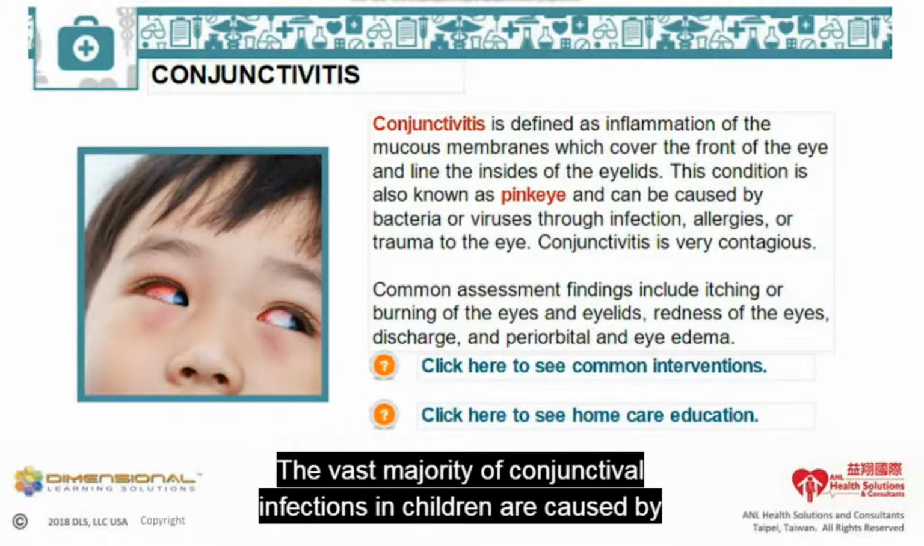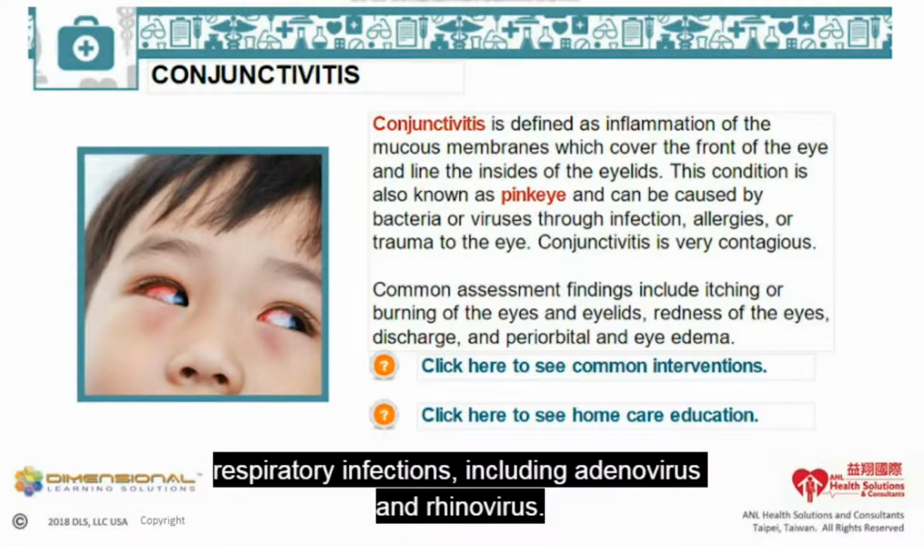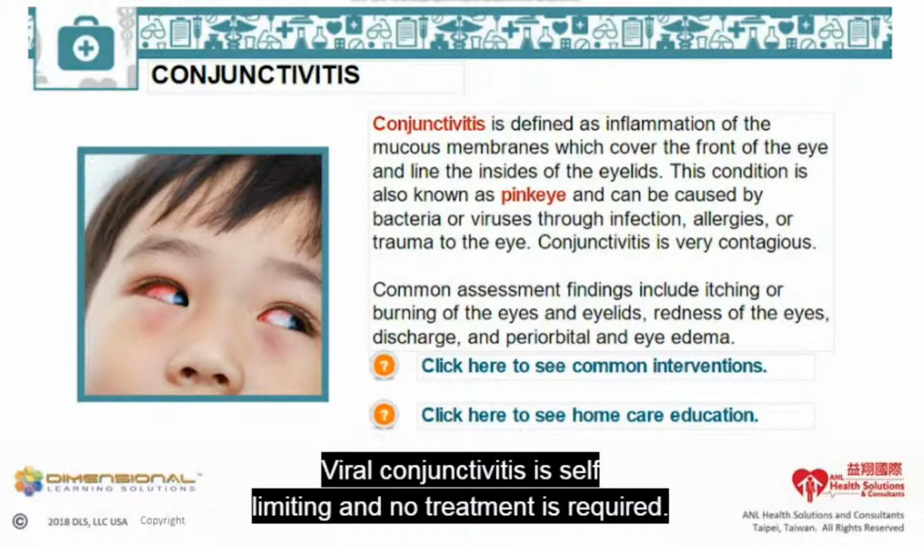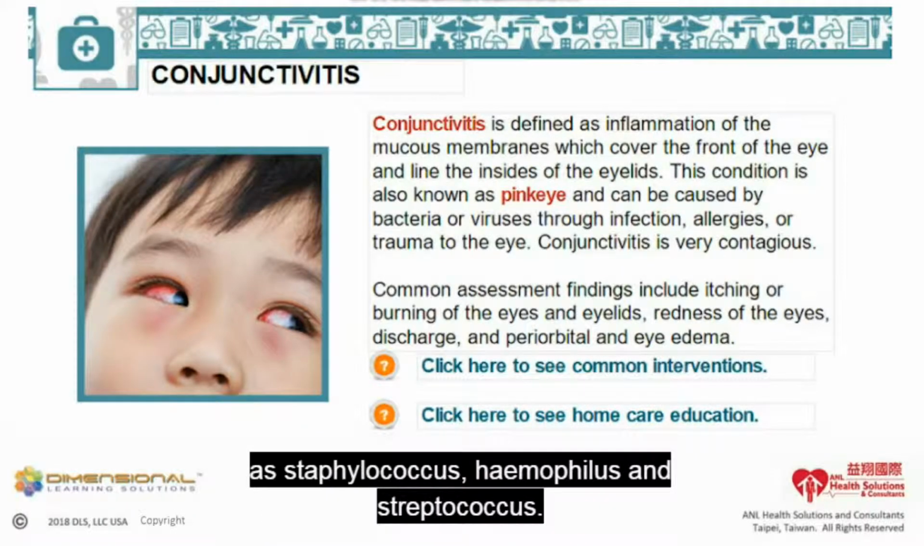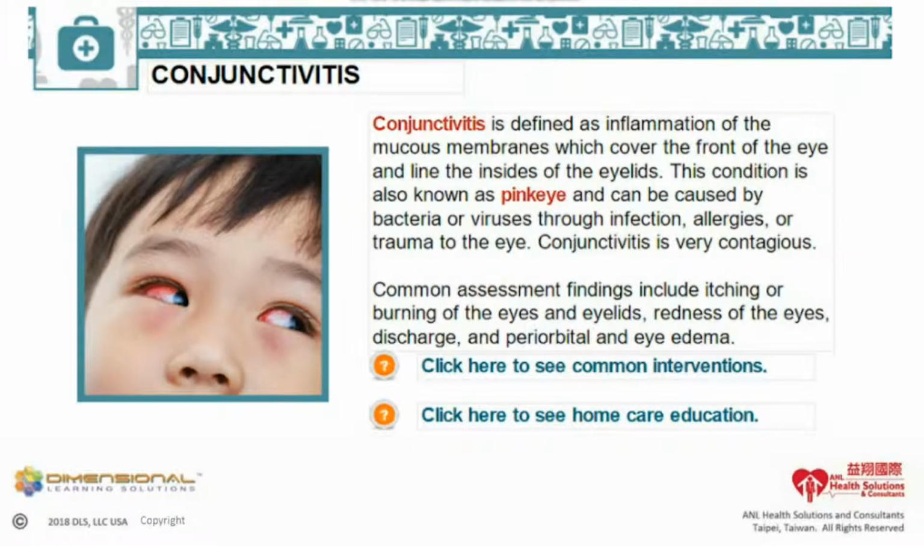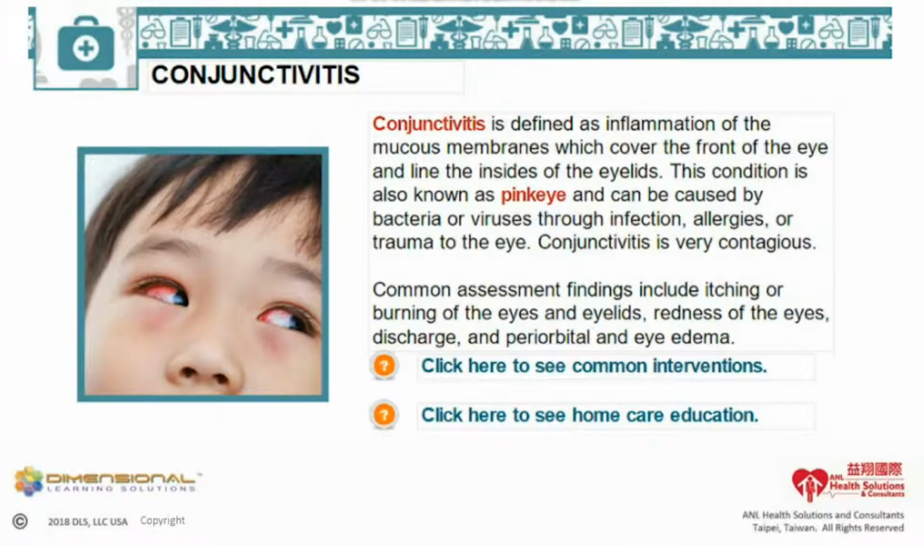The vast majority of conjunctival infections in children are caused by viruses. These are usually the same viruses which cause upper respiratory infections, including adenovirus and rhinovirus. Viral conjunctivitis is self-limiting and no treatment is required. Bacterial conjunctivitis is caused by common bacterial organisms such as Staphylococcus, Haemophilus, and Streptococcus. There are effective topical antibiotic treatments for these infections.